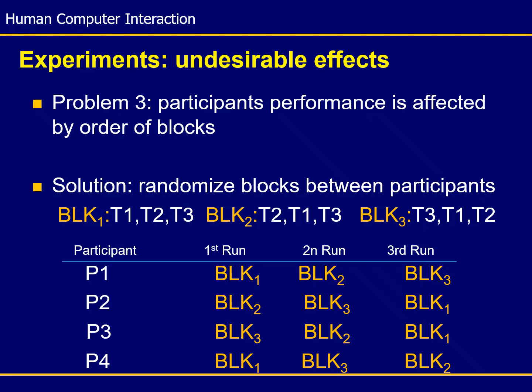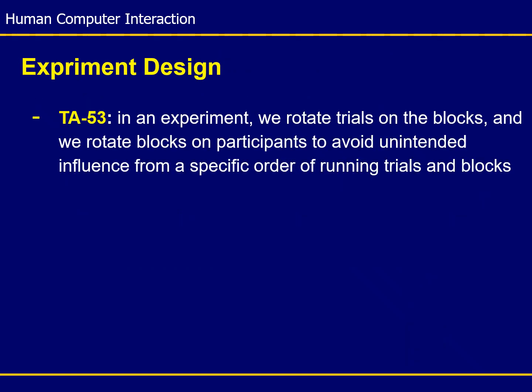And now I'm also rotating those blocks within the participants. So I'm trying to nullify the effect of anything weird in my design or my order of things. Since I cannot figure that out, because I will get a randomly selected number of people, the best thing is just to do these rotations to average out the performance. So the takeaway is that in an experiment we rotate trials on the blocks and we rotate blocks on participants to avoid unintended influence from a specific order of running trials and blocks.